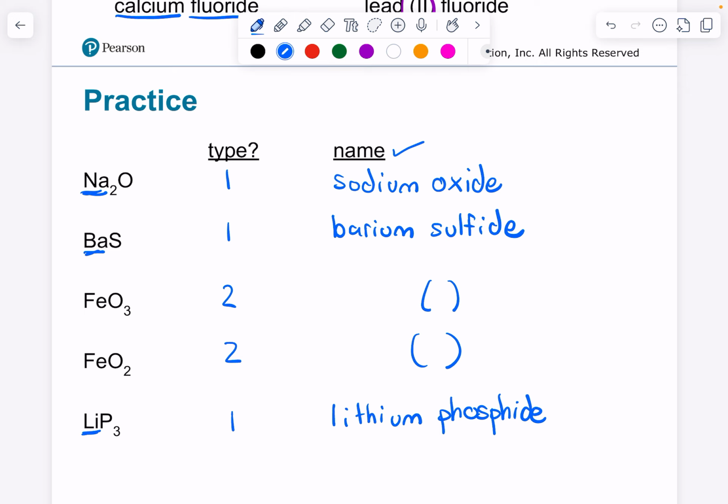All right, for type 2, we still go ahead and name the metal, and then we do the non-metal with the "-ide." So it follows a very similar method, but then you need to put something in the parentheses. You need to put that charge in the parentheses. Okay, so both of these are actually going to be iron, some charge, oxide. So we just need to figure out what the charge is.